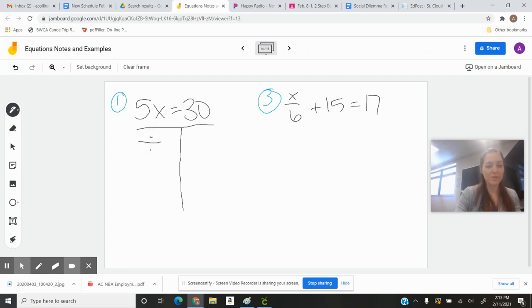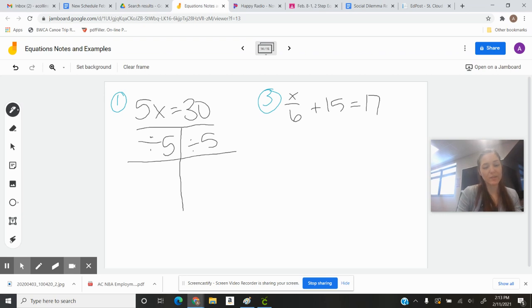Okay, so since this is being multiplied by 5, we're going to divide by 5. Now to keep this equation balanced, we got to make sure that we divide by 5 on the other side as well. Okay, so whatever you do to this side, you have to do to the other side. So we're going to divide by 5 on both sides to keep things balanced.